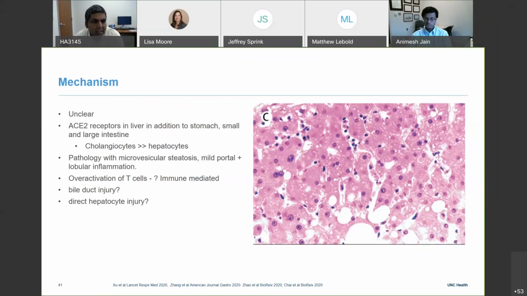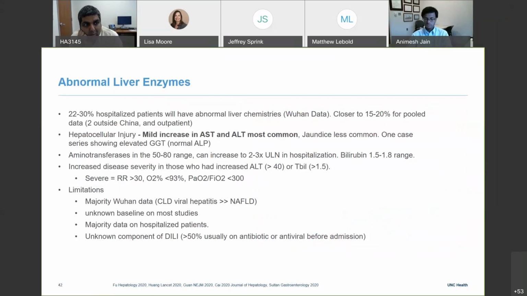Can you go to the next slide, please? So in terms of what we do see, a lot of the data has actually been out of the Chinese data. There hasn't been a whole lot published yet in the US regarding transaminases, but what we found is about a quarter to a third of patients who present, usually hospitalized, will have elevated liver chemistries. When you pull data on what has been published outside of China, and take into account more outpatients, that's closer to about a fifth of patients.